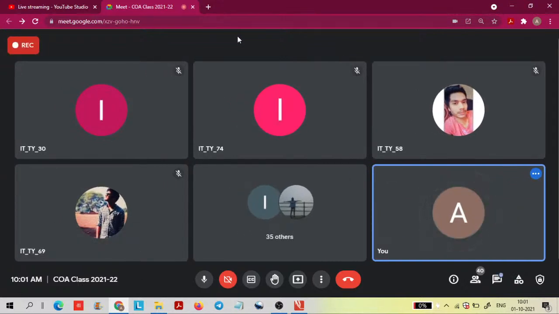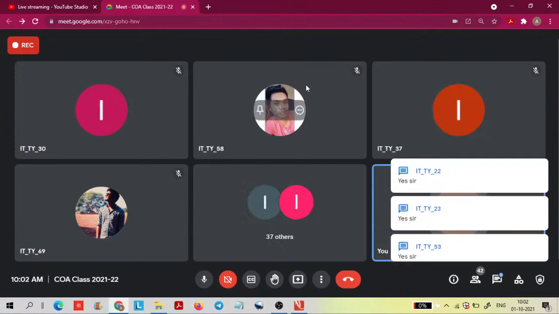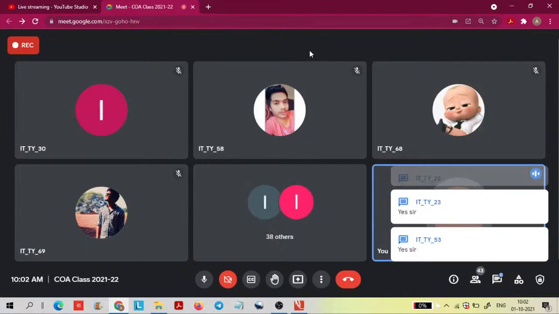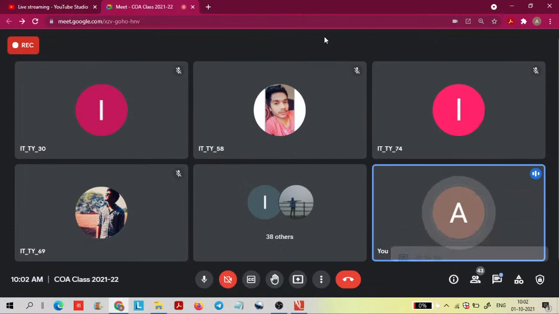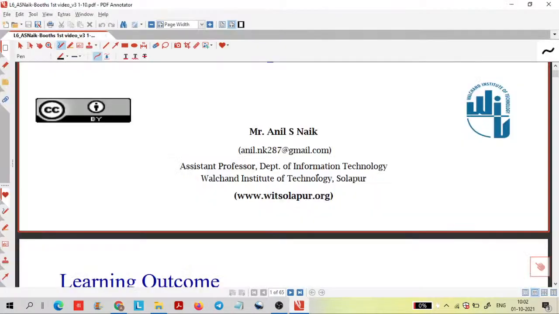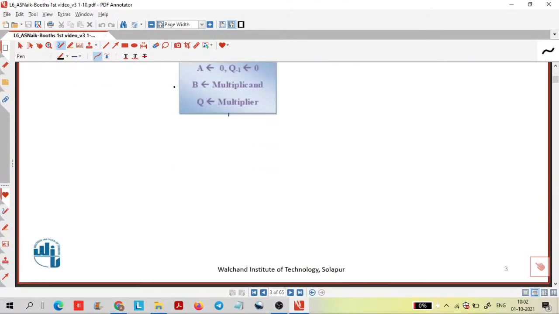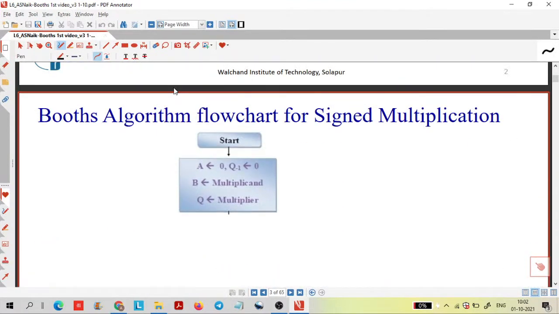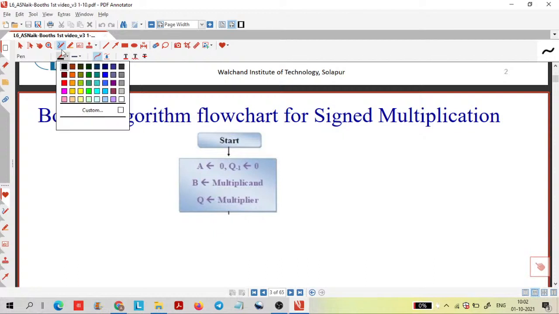So today you just keep a paper and pen with you and try to solve the problem along with me. You have to solve a multiplication problem using Booth's algorithm. Don't sit idle, because you have to solve along with the steps. So in the last class we discussed, is my screen visible?